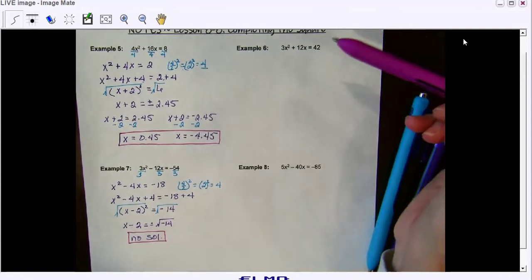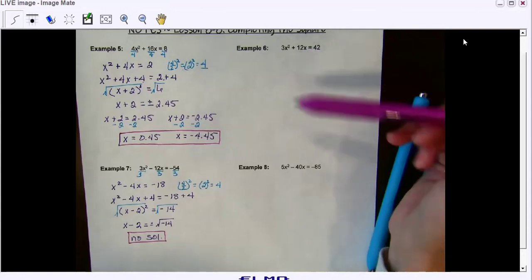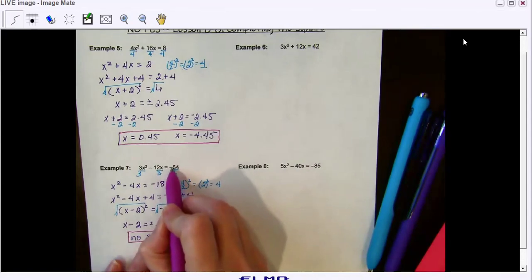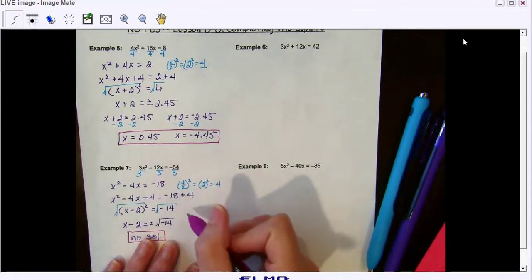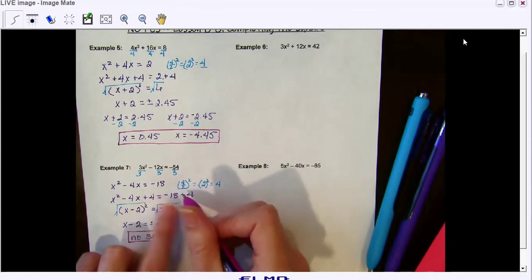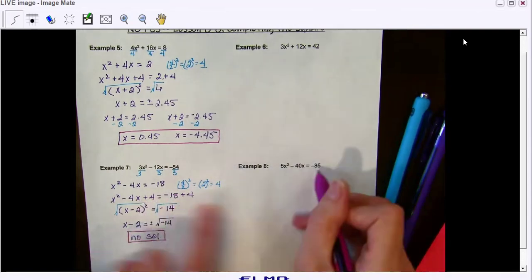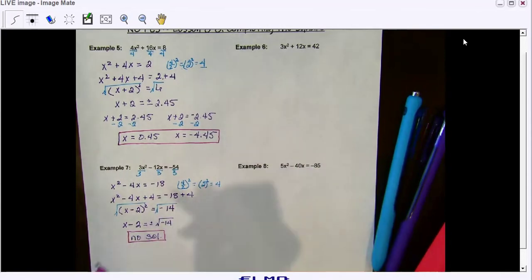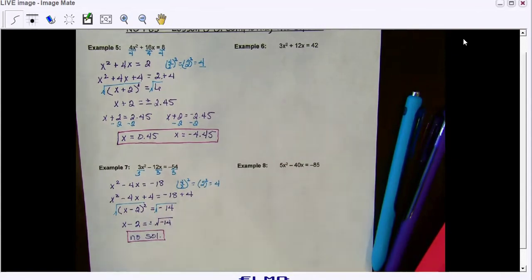So right now, I would like for you to move on to example 6 and example 8. One thing I want you to pay attention to, though, is just because this is a negative doesn't mean that you'll always end up with a negative inside of a square root. You might end up with a positive depending on what you add to both sides of the equation here. So don't just assume this is no solution. I want you to go ahead and solve it out like we did this one and show that it's no solution. Okay, so I'm going to pause the video, give you a moment to work. When the video comes back on, you can check your answers and then we'll be done.